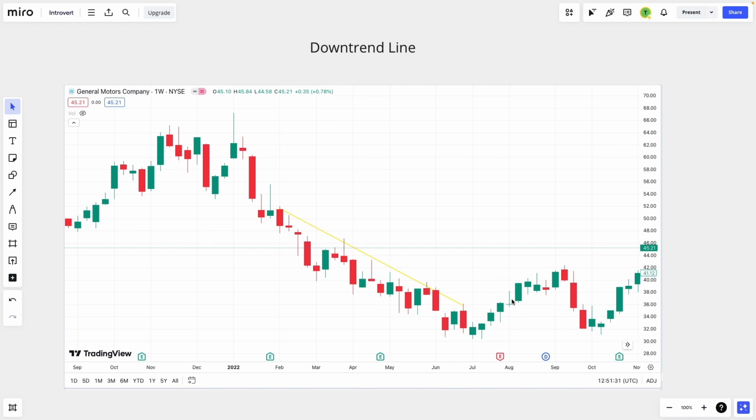And then here you can clearly see in the summer of 2022, we've got some prices moving higher and clearly making this trend line insignificant any further. So that is a down trend line in that example.